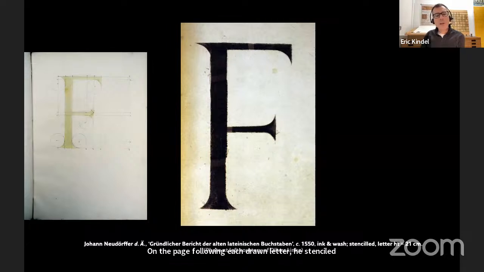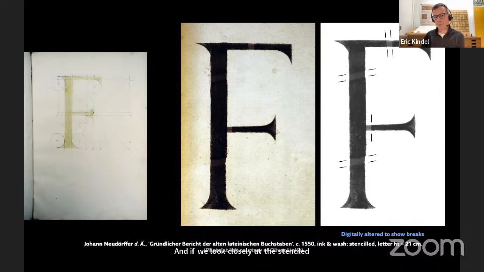And if we look closely at the stenciled version of the F, with a bit of digital manipulation, it's possible to discern the breaks in the letter formed by the bridges of the stencil. Now, these breaks clearly were not wanted, and so they were filled in with an ink wash.